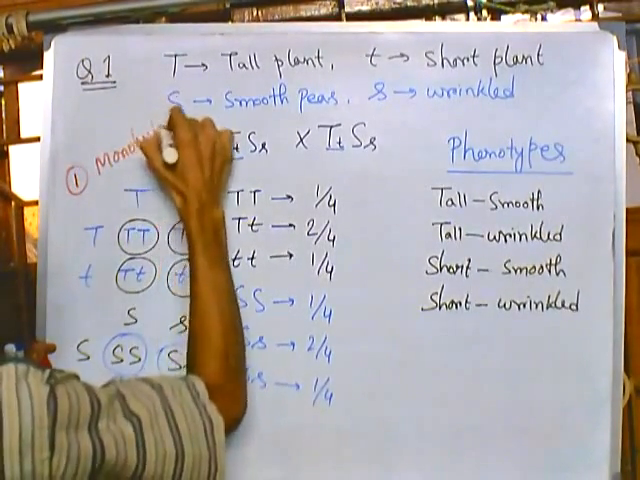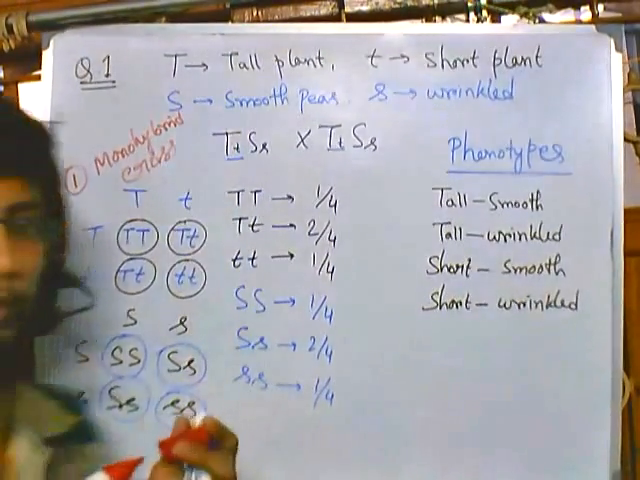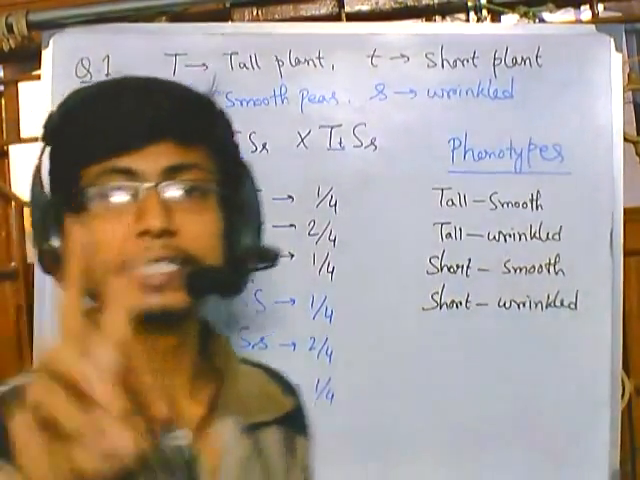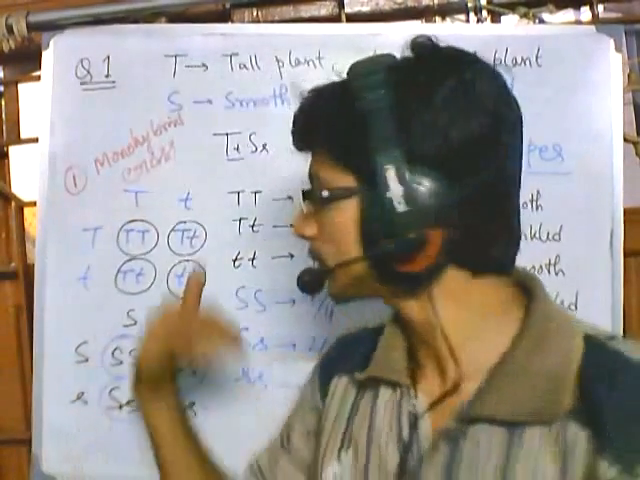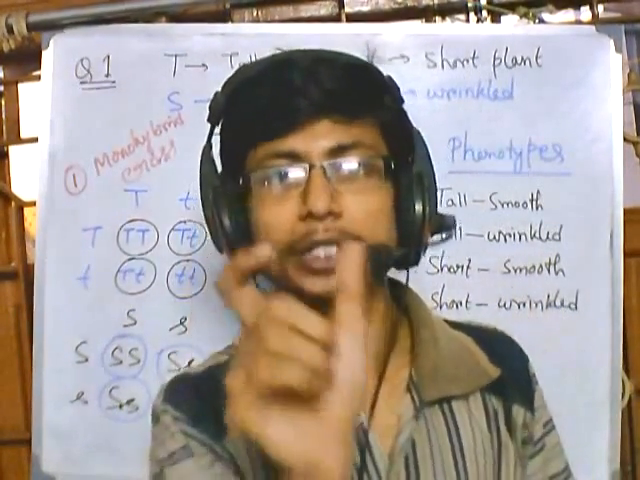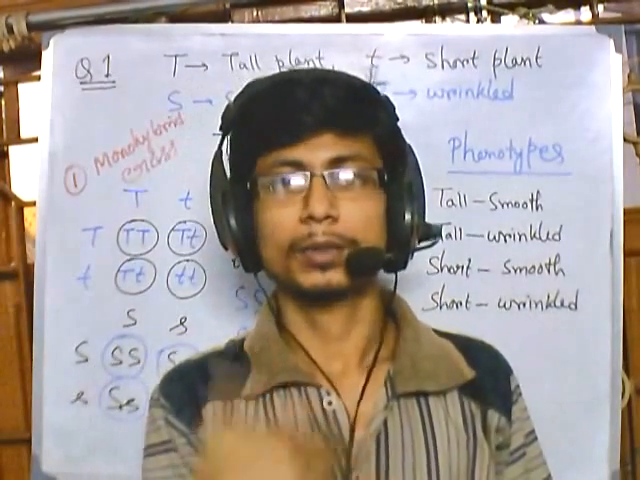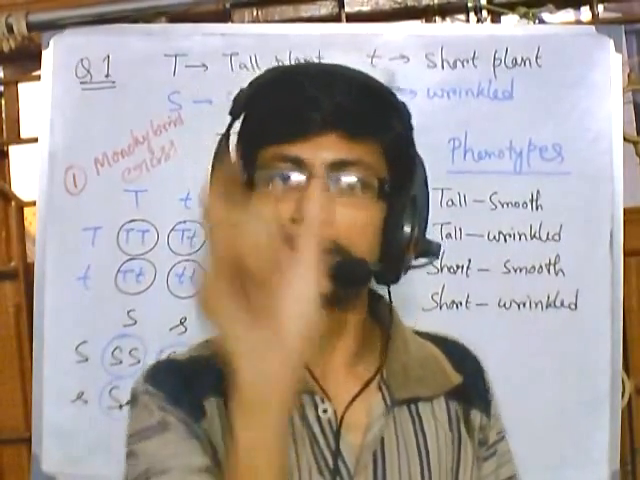Monohybrid cross, and we have done it successfully. We have done the monohybrid cross. Now the second step of solving this via probability is to get the ratio of phenotypes in the monohybrid state.